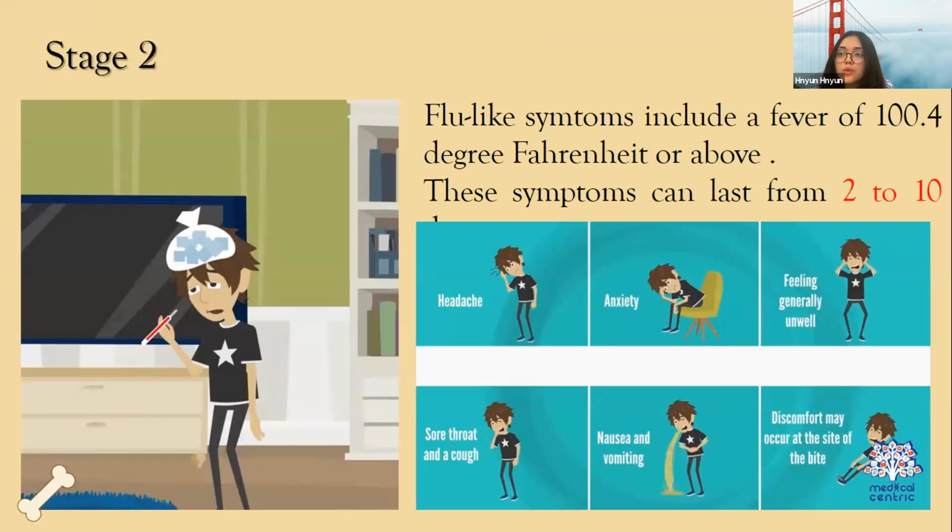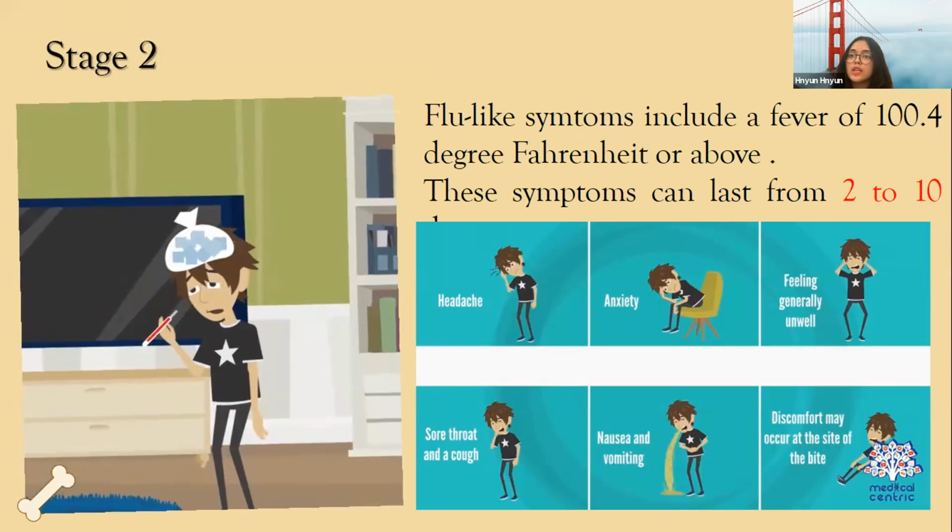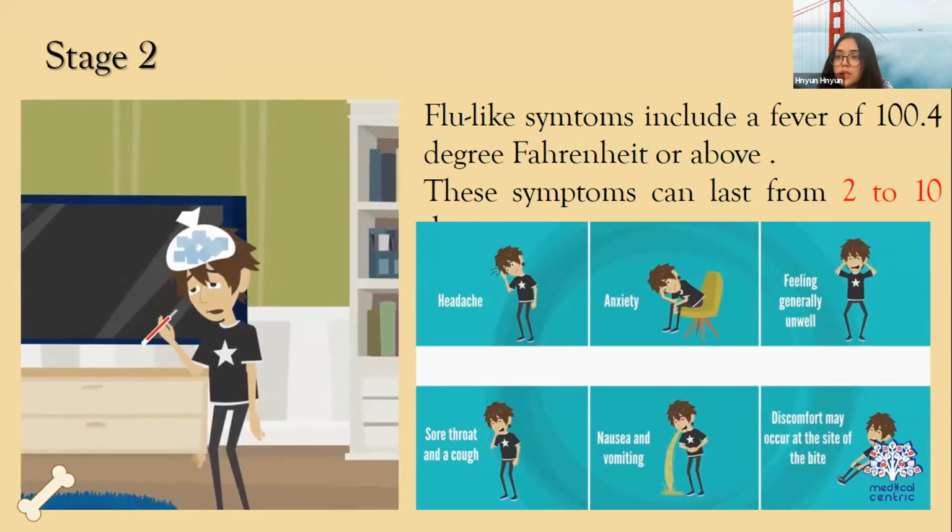In stage 2, he will suffer from flu-like symptoms and a fever of 100.4 degrees Fahrenheit or even above. Apart from these symptoms, he will suffer from headache, anxiety, feeling generally unwell, sore throat and a cough, vomiting, and discomfort may occur at the site of the bite. It means he will feel some itching, prickling, and tingling around the area of the bite.